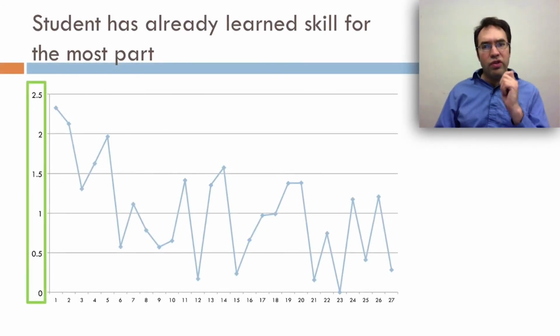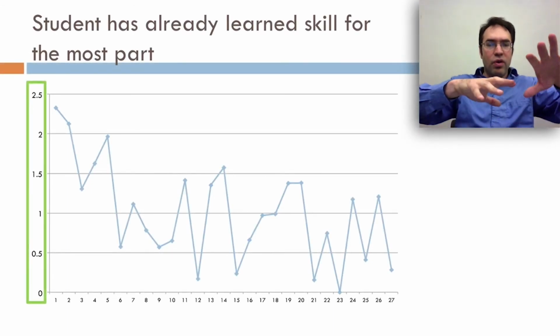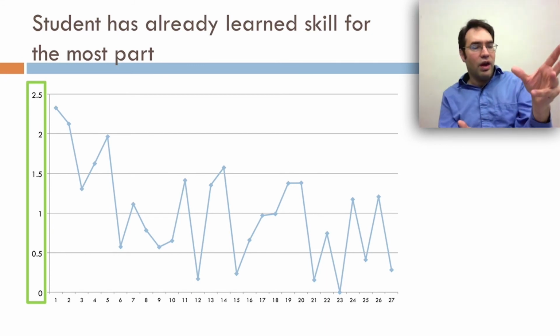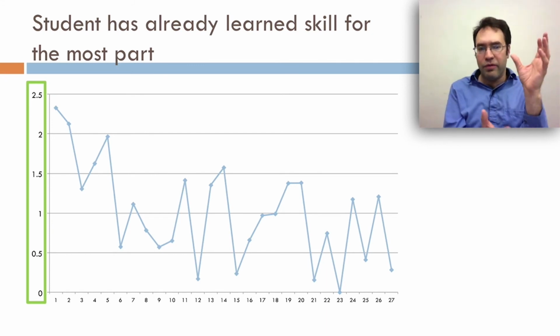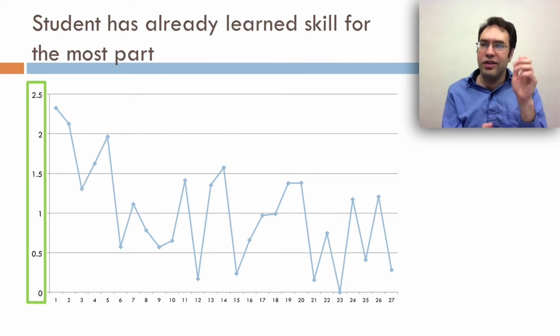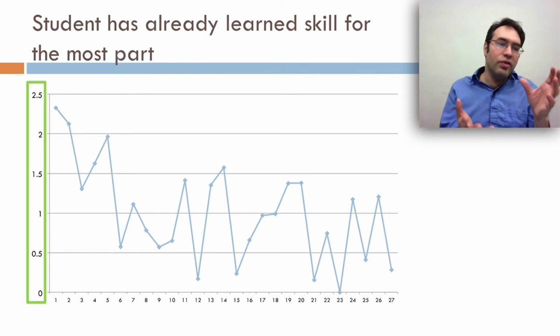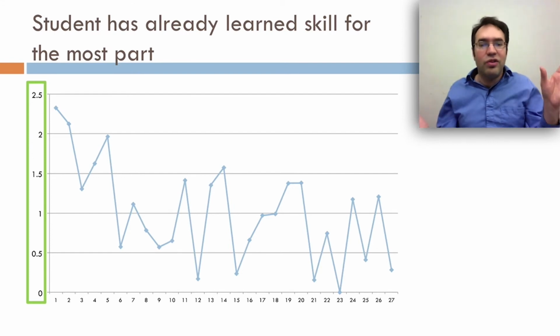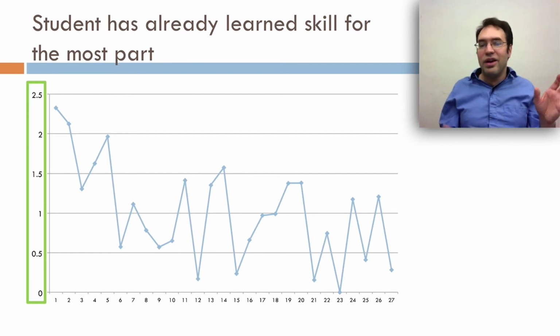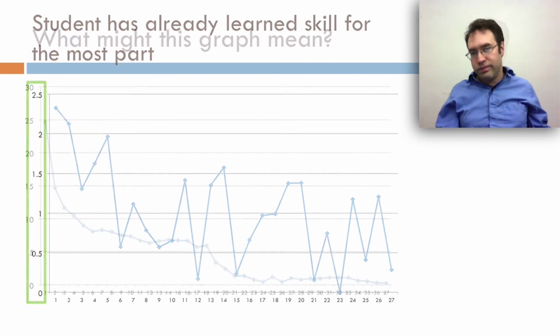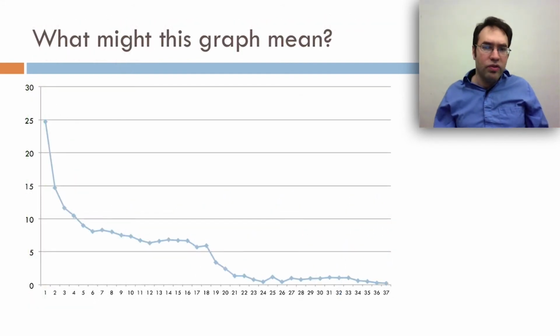What it probably means is that the students already learned the skill for the most part. Even though it's jumping all over the place, if you look at that y-axis, you'll see that, for example, for time, 0 to 2.5 seconds is really fast. So whatever skill this is, the students probably got it. And similarly, if it's error rate, then the student's 0 to 2.5% wrong. Again, probably the students have learned the skill, and what we're seeing is just a compressed scale. How about this graph? What might this graph mean?